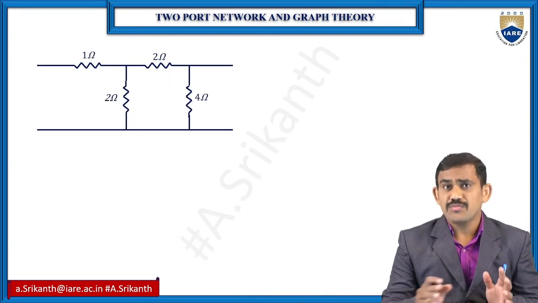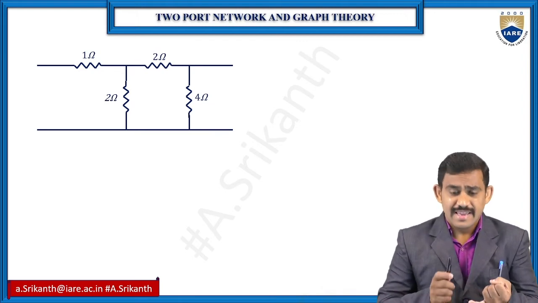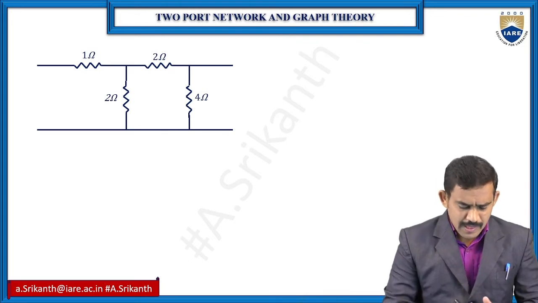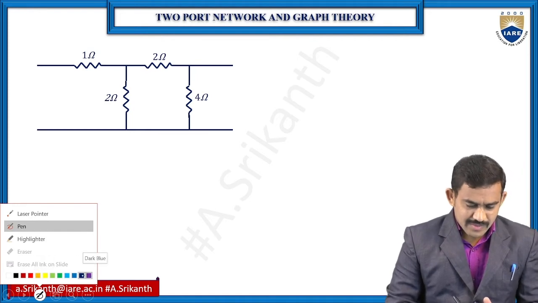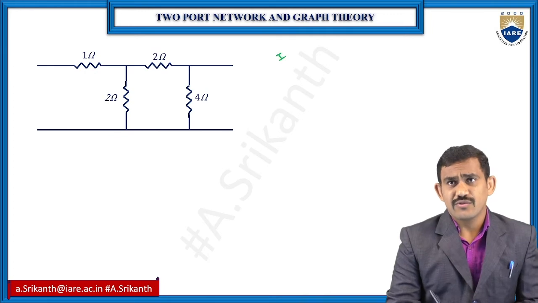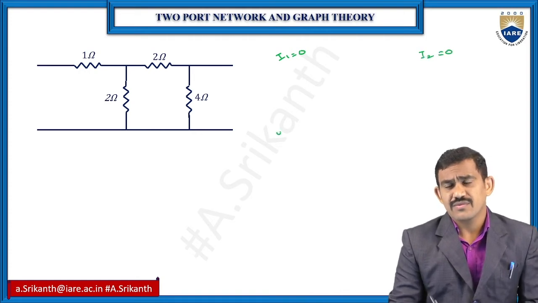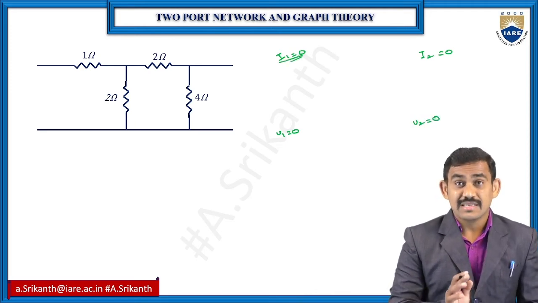Coming to problems, here I have a circuit. For this circuit I will find out the ABCD parameters, Z parameters, so like 4 parameters I will find out. Just observe now. For 4 parameters I have 4 conditions: I1 equal 0, I2 equal 0, V1 equal 0, and V2 equal 0. So 4 conditions. For I1 equal 0, it means the primary side is open.